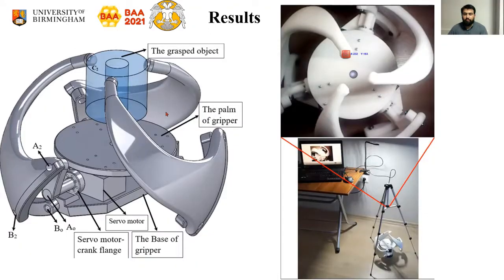This is the CAD model of the gripper, whose fingers are designed from the spherical double rocker mechanism. This is the top view of the prototype.